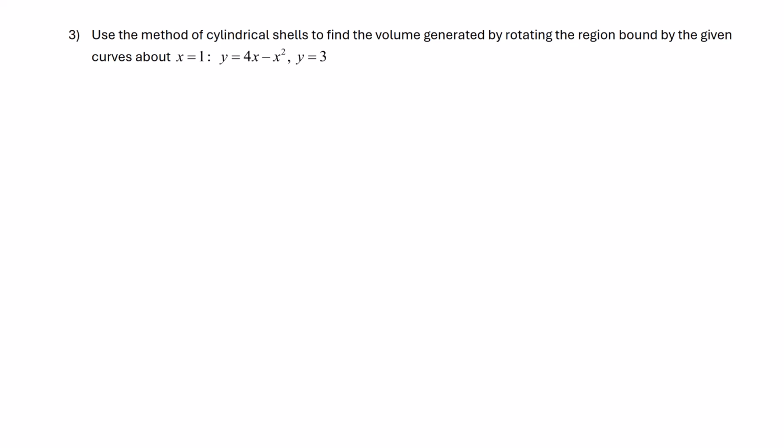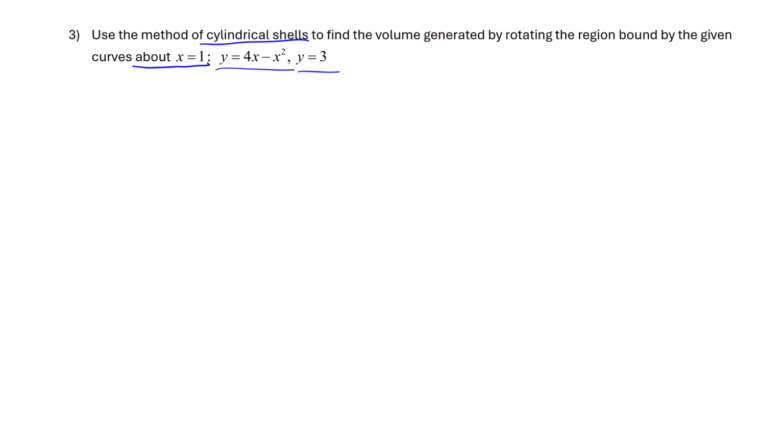All right, let's move on to a third example. Number 3 says this: use the method of cylindrical shells to find the volume generated by rotating the region bound by the given curves about x equals 1. So we're not going around an axis this time, that is a plane axis. We're going around a vertical line, x equals 1. Okay, we'll get the picture going soon. And the curves bounding this region are y equals 4x minus x squared and y equals 3.